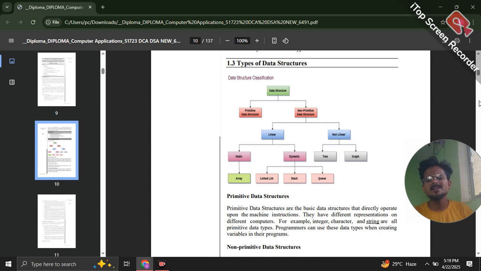Primitive data structures are nothing but the basic data structures. Means if somebody asks you what is the primitive data structure, then you will simply say that these are the basic data structures that directly operate upon the machine instructions. For example, how a machine works, all these happen with the machine's instructions, everything happens with machine instructions.